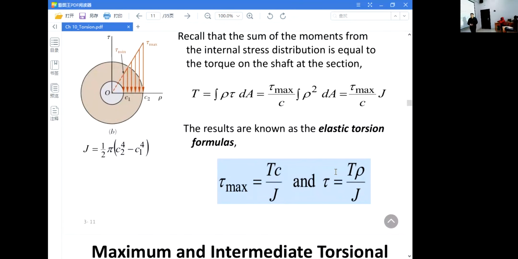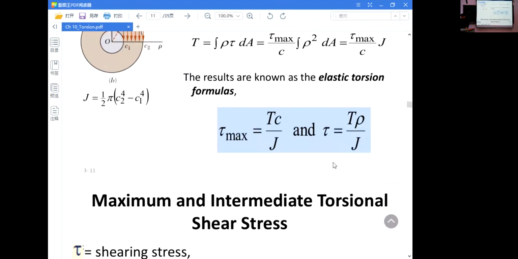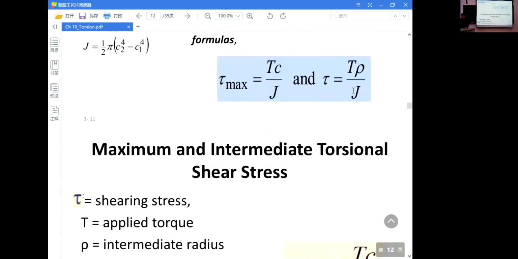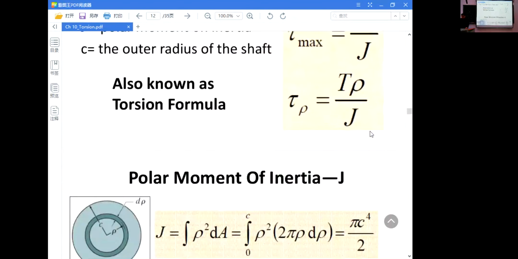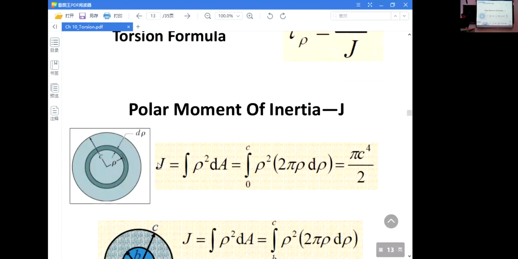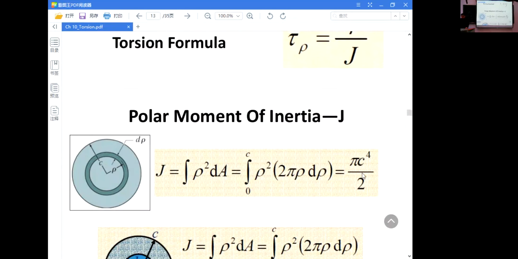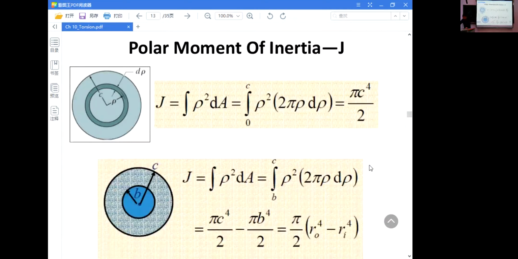So if a shaft will break, the crack will appear on the surface of the shaft, because the maximum shear stress happens on the outer surface. Then let's focus on J. J is the polar moment of inertia. We can get it here. It's half pi C to the power 4.